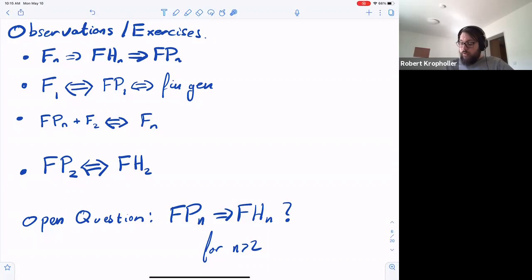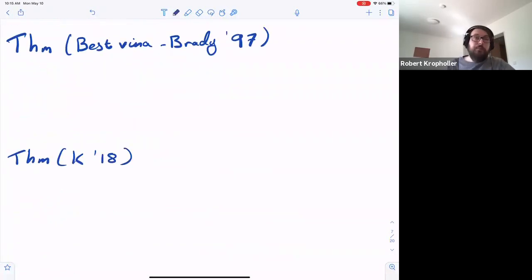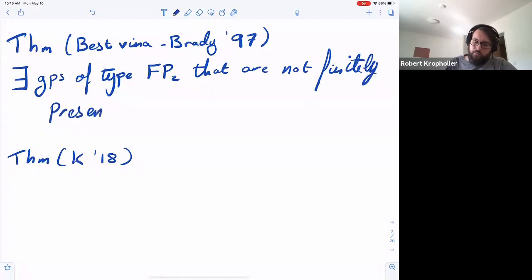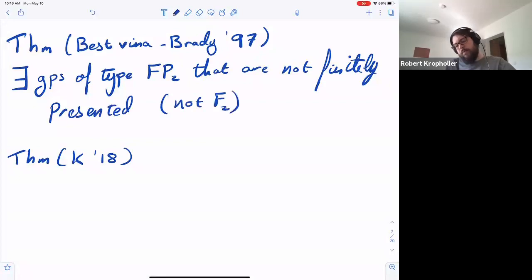The answer is no. The answer is that these groups really exist. And the first place where these groups were found was in work of Bestvina and Brady. So it's sort of impossible for me to give a talk about groups of type FP2 without mentioning the Bestvina-Brady theorem. They proved that there exist groups of type FP2 that are not finitely presented, so they're not F2.